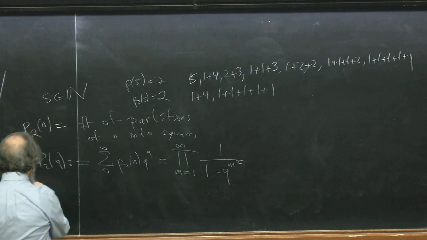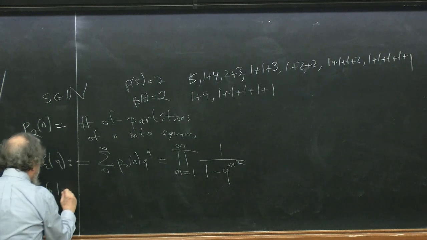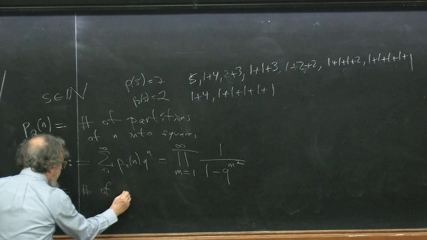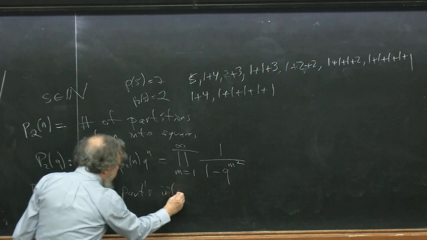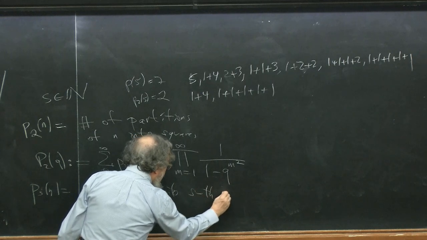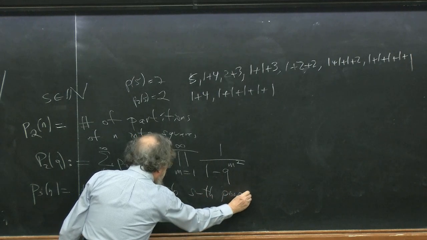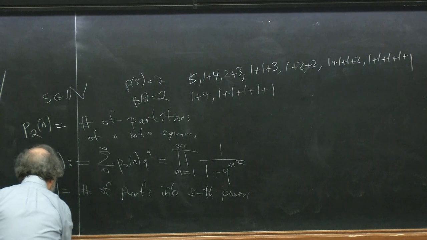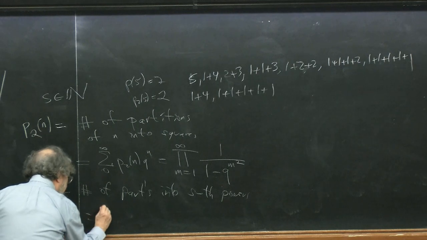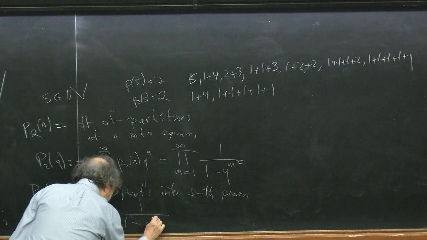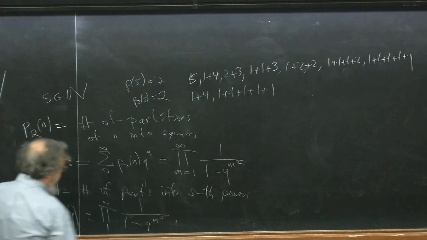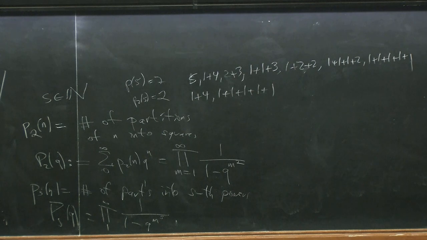And similarly, of course, I can say PS of n is the number of partitions of n into, for instance, cubes, if S is 3, so into S-th powers. And then, of course, exactly the same thing. I'll just write it. So you have the product 1 over 1 minus q to the m to the s. But as I said, only P1 has any kind of modularity properties.